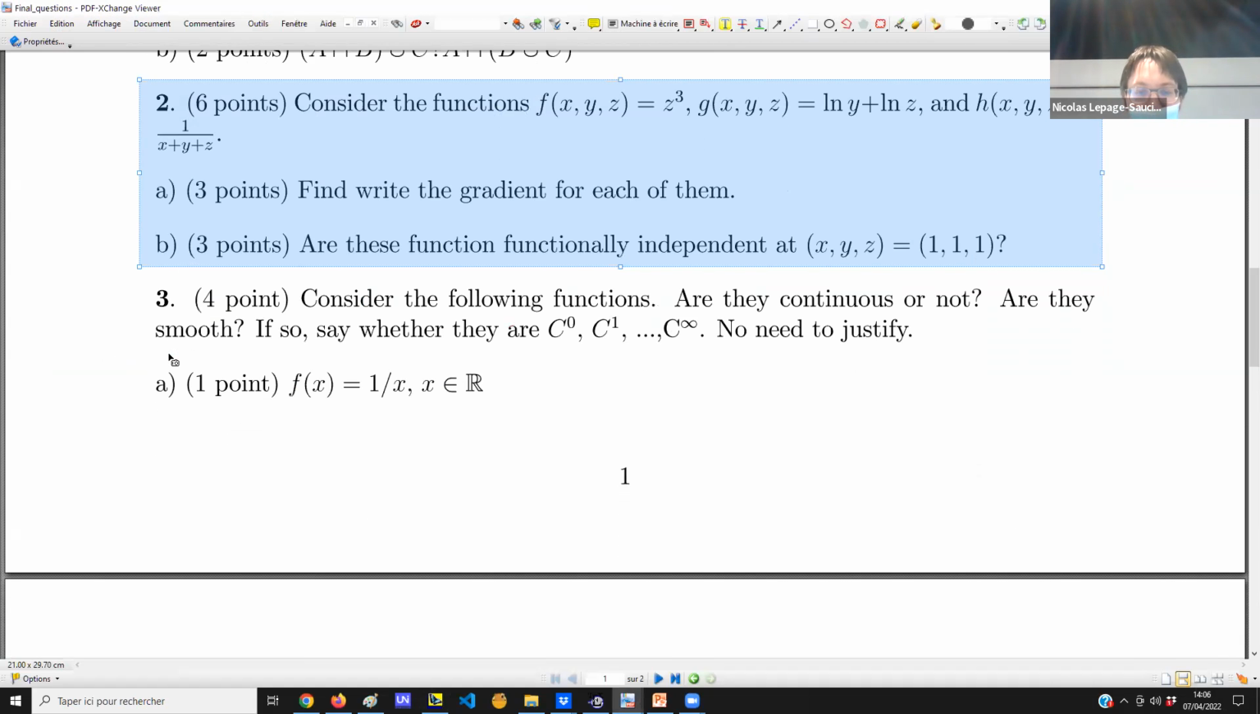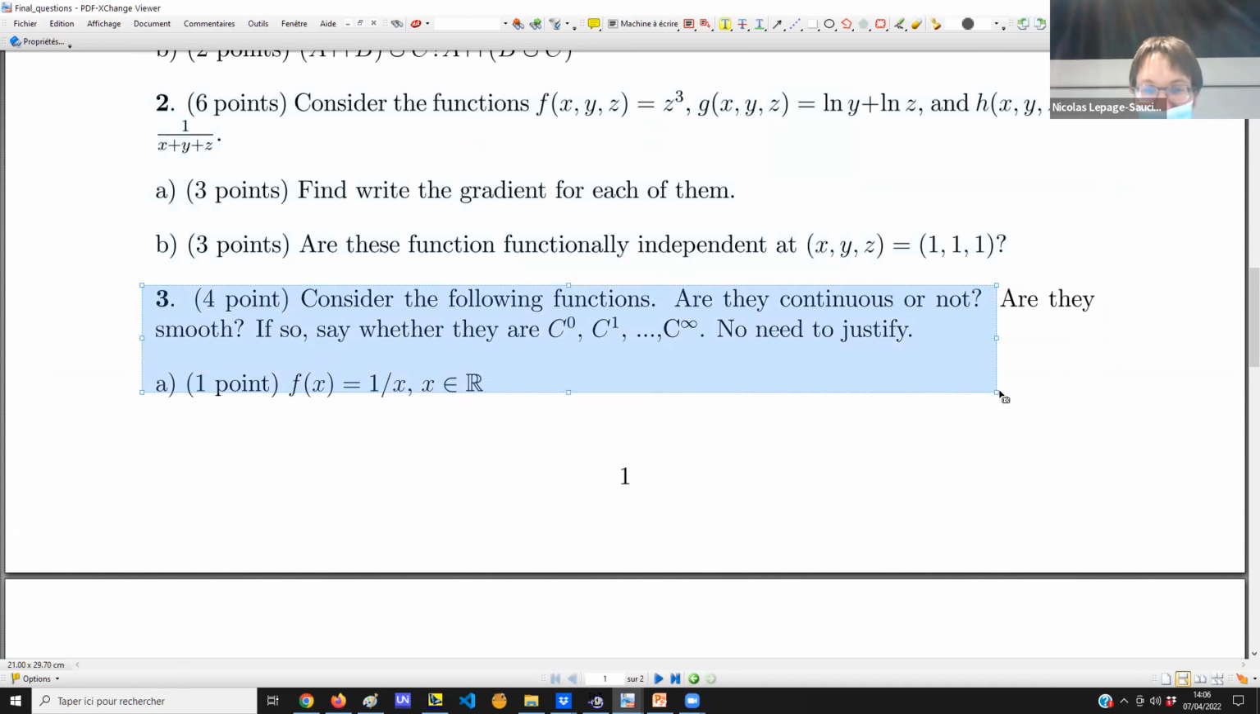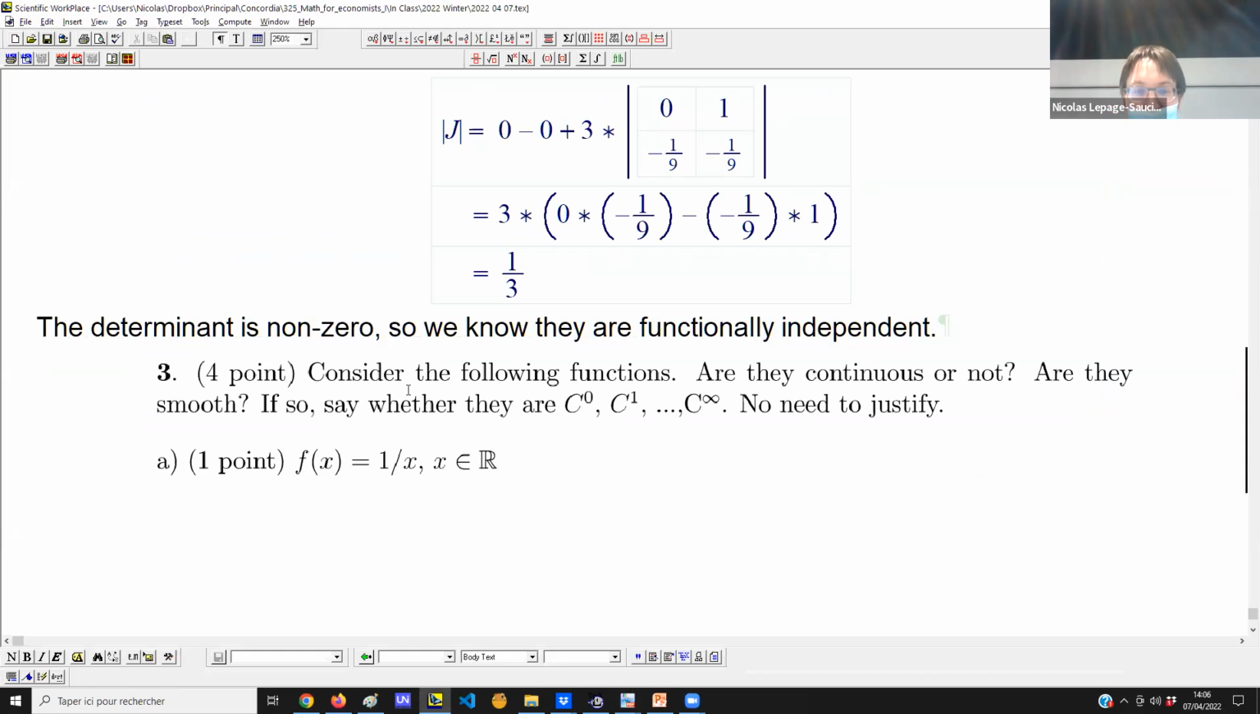Okay, 3. So now things pick up. I presented things differently than last time, so I'm not going to be as intense as this.